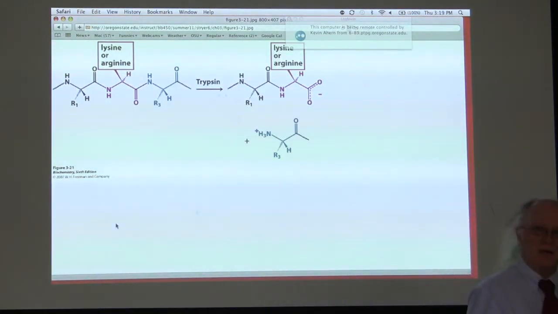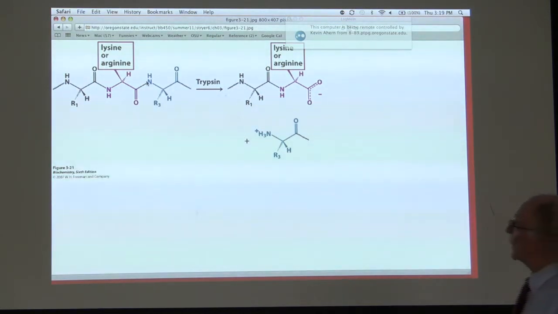So trypsin is a protease, meaning it cleaves peptide bonds in other proteins. Will it cleave peptide bonds in other trypsins? The answer is yes, it will. So if you leave trypsin in a tube long enough, it'll basically digest itself as well as digesting everything else. Kind of a cool thing. Okay. What trypsin does is it cleaves the bond on the carboxyl side of lysine or arginine.